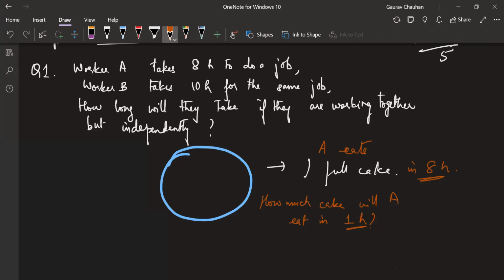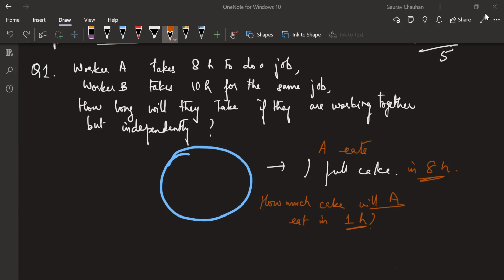Everyone, he's eating at a fixed rate. He's not eating 1 hour more, 1 hour less. He's constantly eating, he or she. So how much cake will they eat in 1 hour? Dikshit, wrong unit. I'm asking how much cake. How much cake will A eat in 1 hour? That's my question. Any thoughts here? 8 hours he is able to eat the full cake. Yes, Nishchay, you're correct.